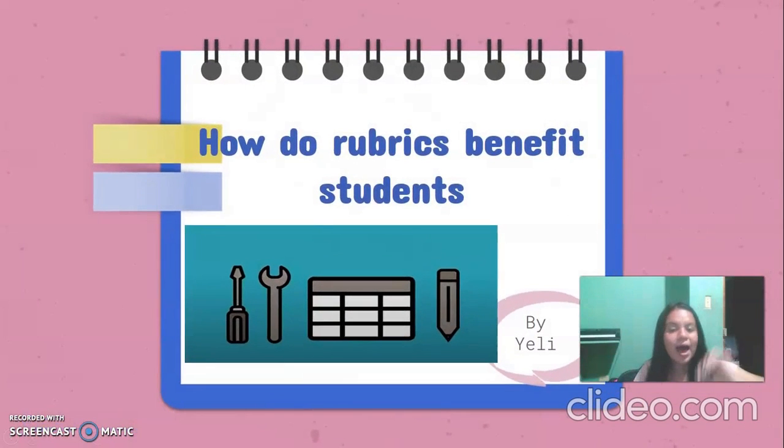Then we have how rubrics benefit students, and this is really important because when a student receives the rubric before the assignment, the expectations and the requirements for the student's success are clearly identified in the rubric. A student can understand where they need to work to improve their scores. These are the benefits of rubrics for students.